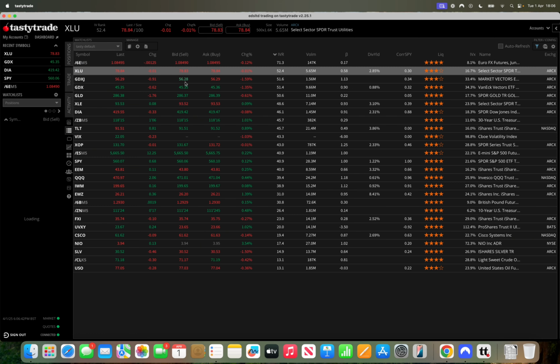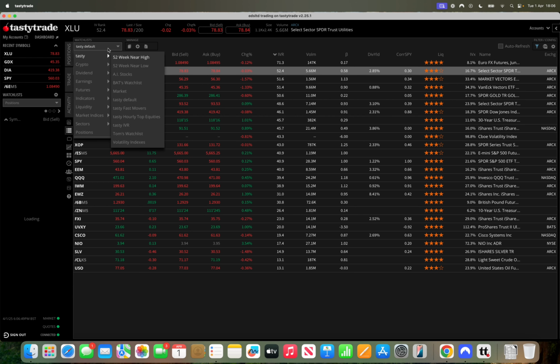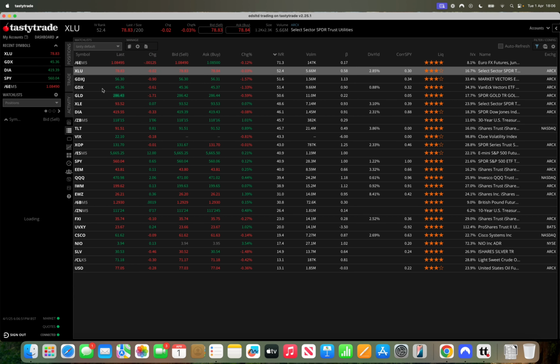So the first thing is you need to open up a watch list of things that you can potentially trade. This is just a default watch list made by the broker that I'm using. You can make your own watch list. It doesn't matter what's on here. Just make sure it's nice and diverse, a nice selection of things to trade.